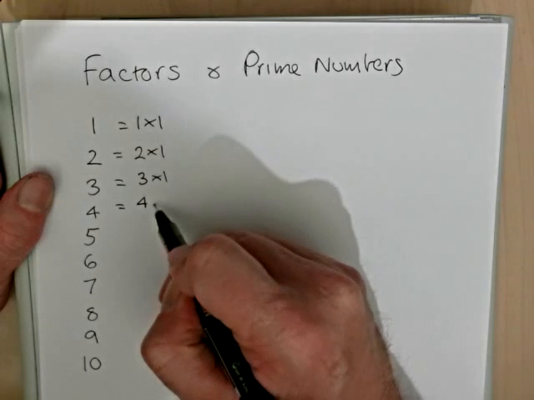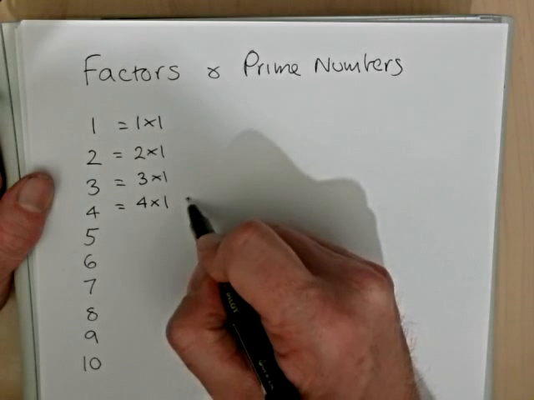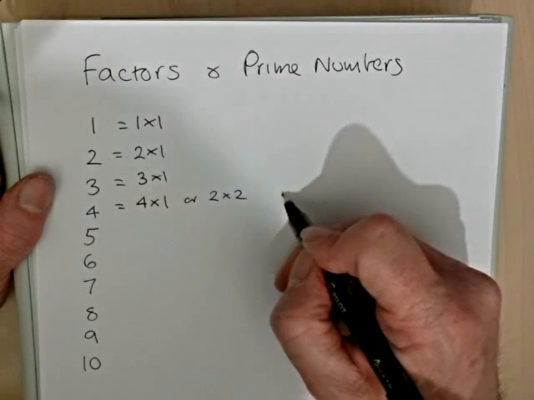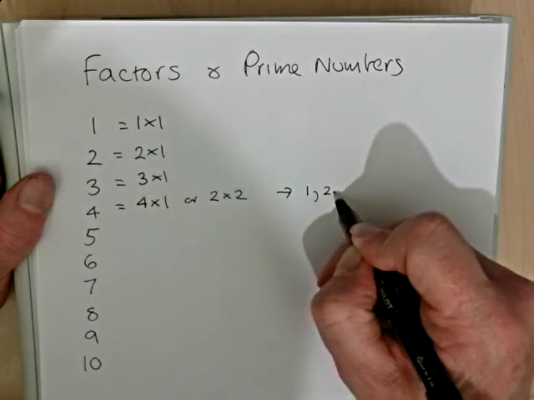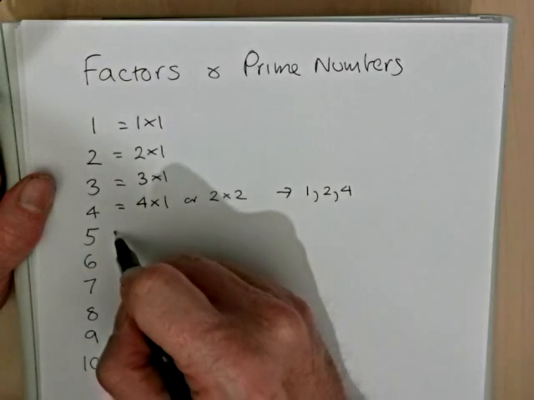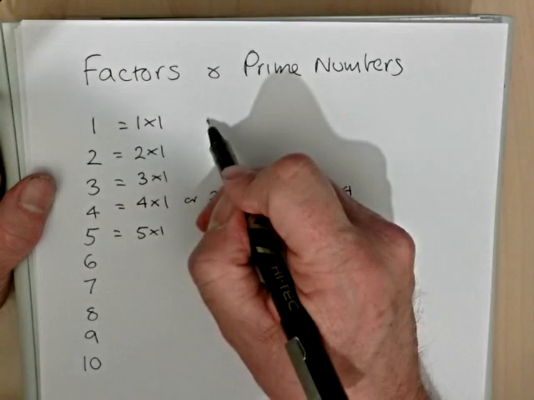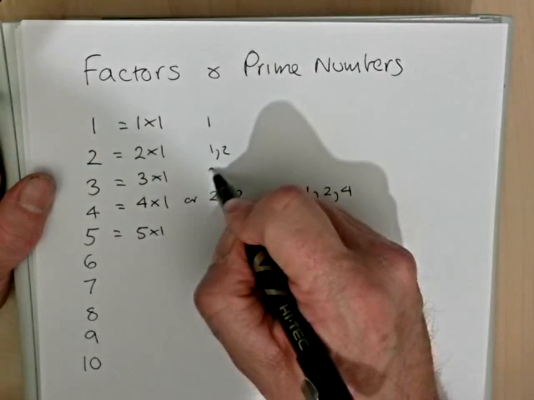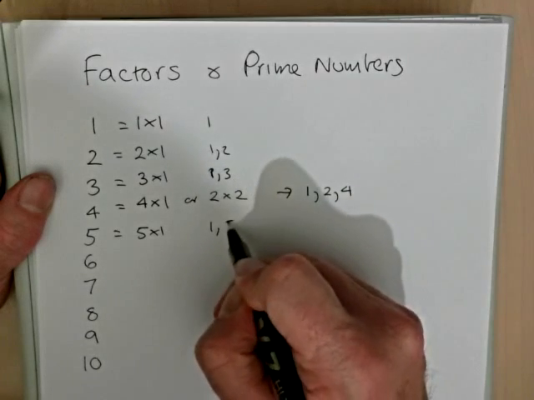4 is the first one that's different, because 4 can be made by 4 times 1, or we can make it by 2 times 2. So the factors of 4, I put them in order, are 1, 2 and 4. Factors of 5, 5 times 1. So 1 and 5, I'll just put them in size order.